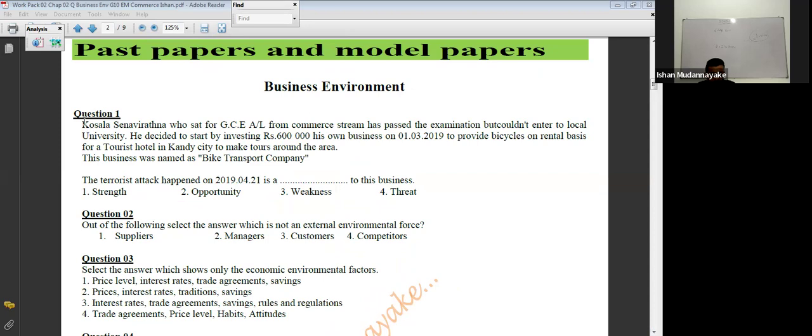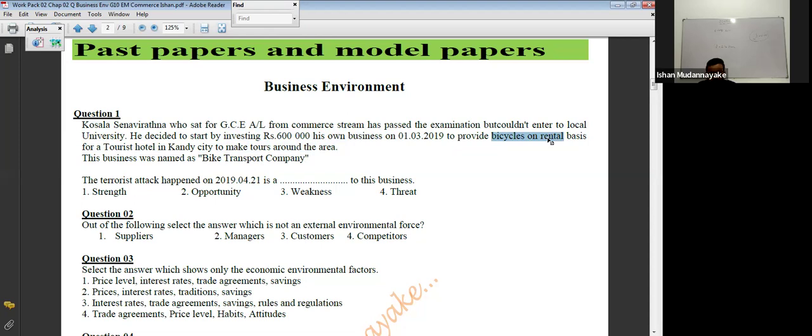Right. Now look at this one. Koswatta Seniviratna, who sat for the GCE A-level from the commerce stream, has passed the examination, but he couldn't enter a local university. He decided to start investing 600,000 in his own business on 1st March 2019 to provide bicycles on a rental basis.